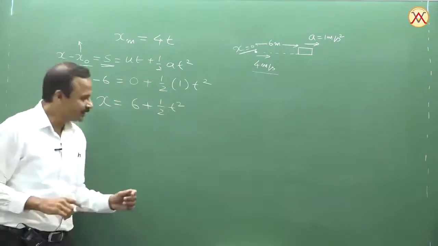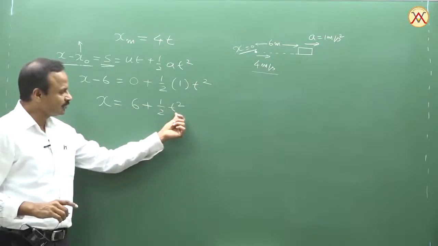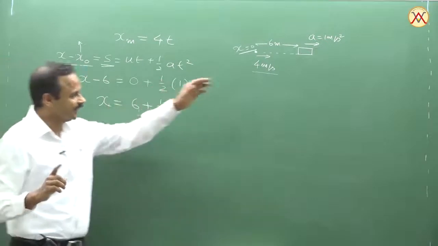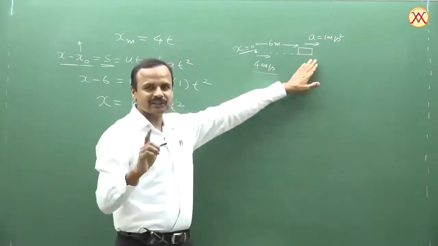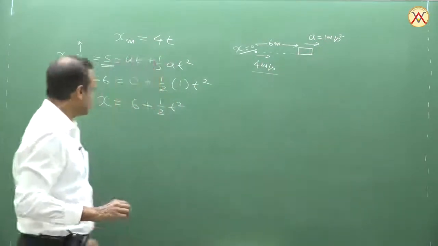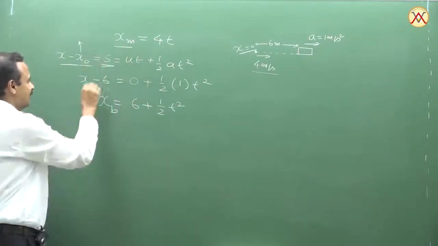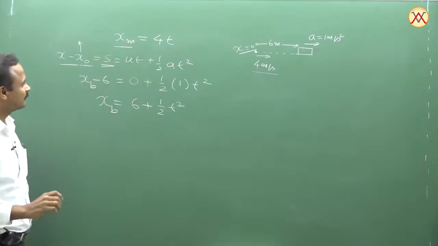You can recheck this by putting t equal to 0. At t equal to 0, you are getting x equal to 6, which is the initial x coordinate of the bus. So this is the x coordinate of the bus. This was the x coordinate of the man. Let me write this as xb.